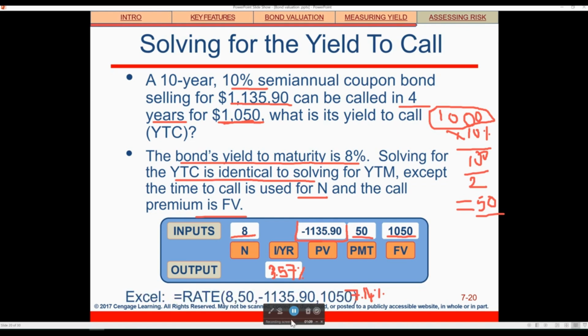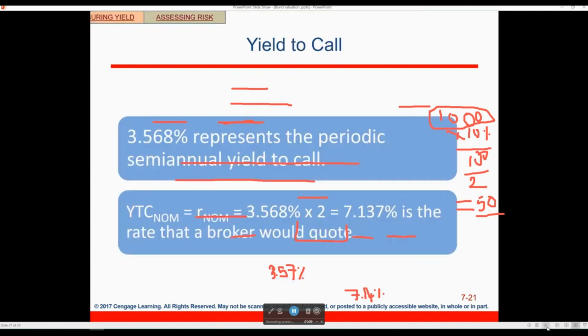And you can also do that using your Excel sheet. You put your interest, your number of periods, your payment, your present value, and your future value, and you compute, and that will give you the interest as well.